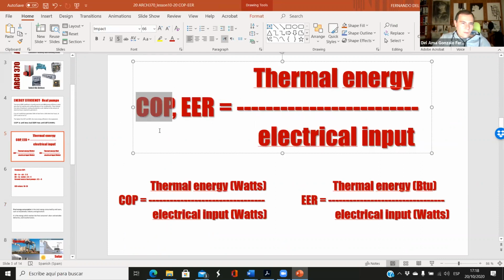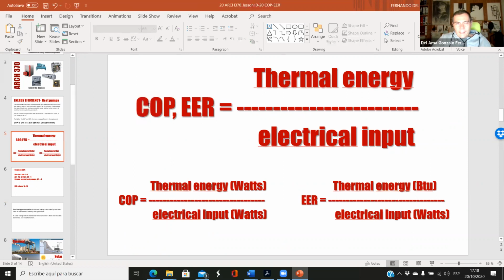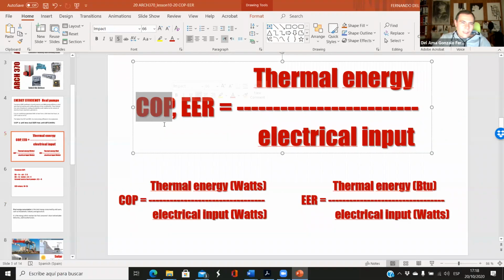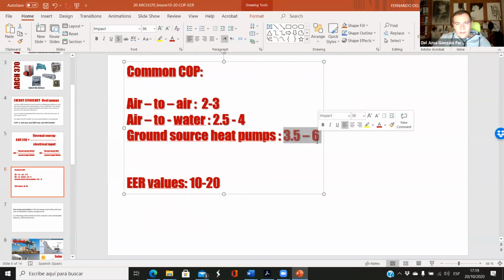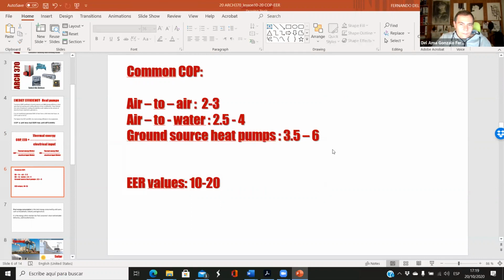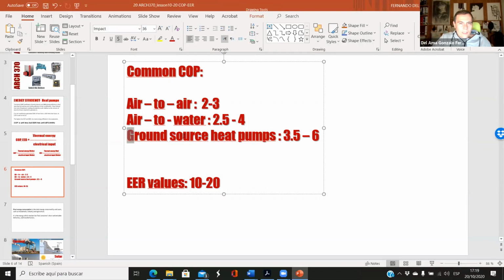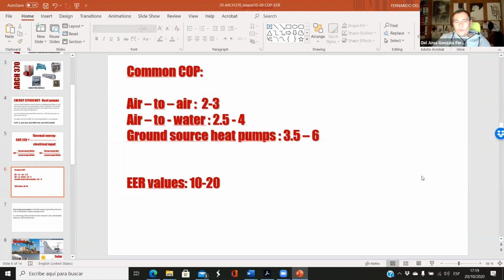I will provide you with some catalogs and some technical documents about different heat pumps, because this COP is related to the outdoor conditions. Depending on the outdoor conditions, I have given you a range of values here. So 6 is the optimum, and 3.5 is the worst. Why? Because it depends. The same ground source heat pump can work with a COP of 3.5 or 6, depending on where we are.